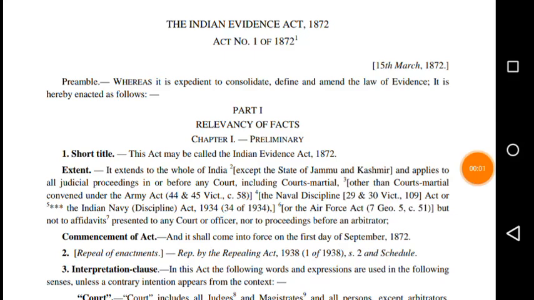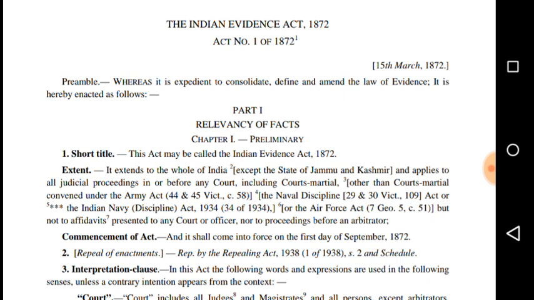Indian Evidence Act 1872, plain bare act reading. So I'm going to read just the bare act. So let's begin. Preamble. Whereas it is expedient to consolidate, define, and amend the law of evidence, it is hereby enacted as follows. The Indian Evidence Act is divided into, I think, 11 parts.